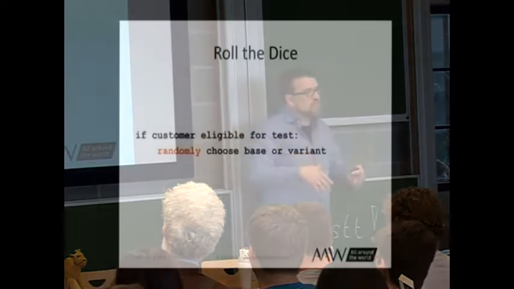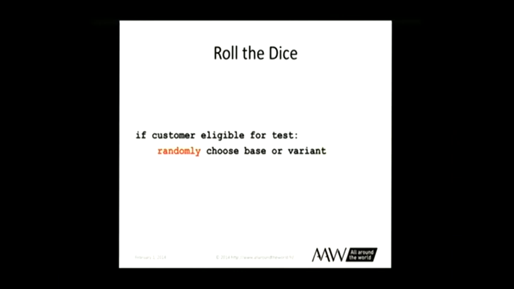When a customer comes to your website, you choose whether or not they're eligible for the experiment. That's a key thing. Many people roll the dice, and then they decide whether or not someone's eligible for the experiment, but they wind up tracking people in their statistics who are not eligible for the experiment. For example, let's say you want to show a special promo for all the customers on your site who have spent more than 10,000 euro last year.